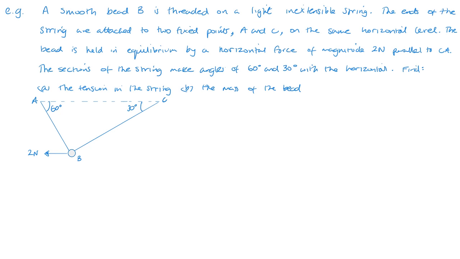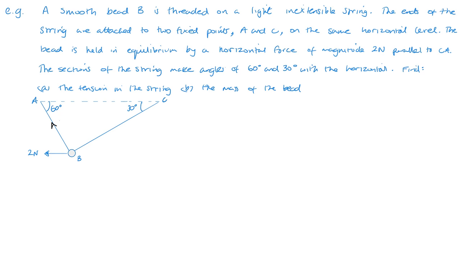So here we have the example. A smooth bead B is threaded on a light inextendable string. The ends of the string are attached to two fixed points A and C on the same horizontal level. The bead is held in equilibrium by a horizontal force of magnitude 2 newtons parallel to CA. The sections of the string make angles of 60 degrees and 30 degrees with the horizontal. Find the tension in the string and the mass of the bead.